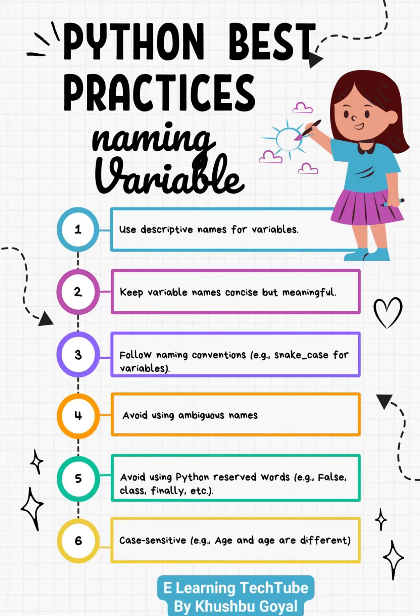Fourth, avoid using ambiguous names. Fifth, avoid using Python reserved words. For example, False, class, finally. Sixth, Python is a case sensitive language.